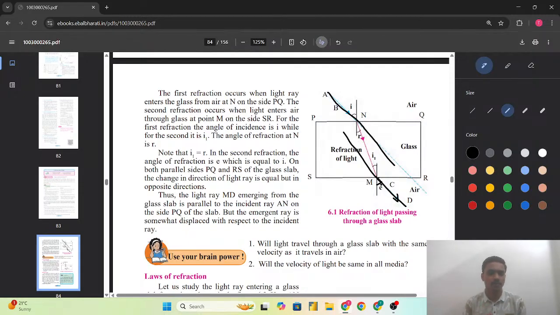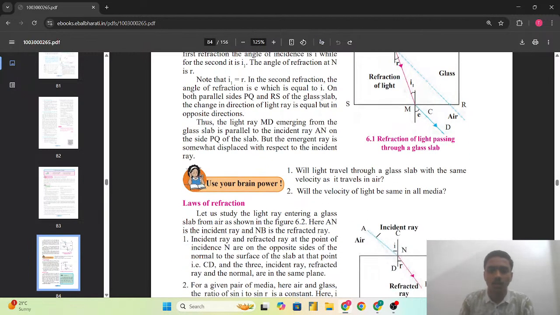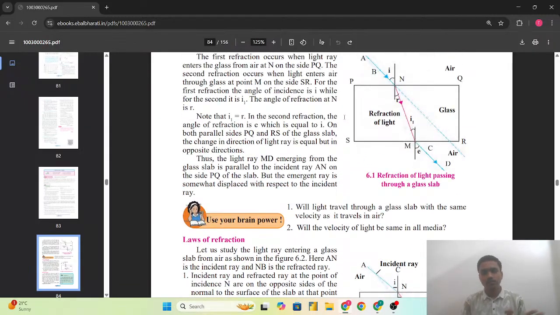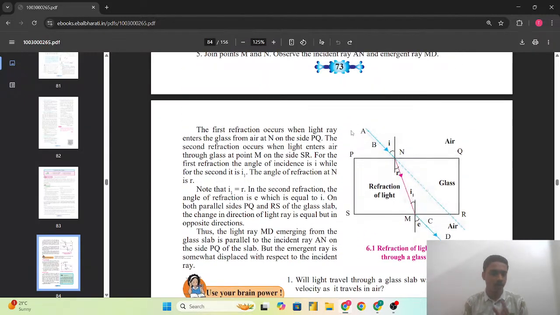These two lines are the parallels, which is the conclusion we have drawn here. This activity is also important as it may be asked in the exam. From this activity they may ask for the explanation of the refraction of the light, that is, how the refraction of the light is occurring.